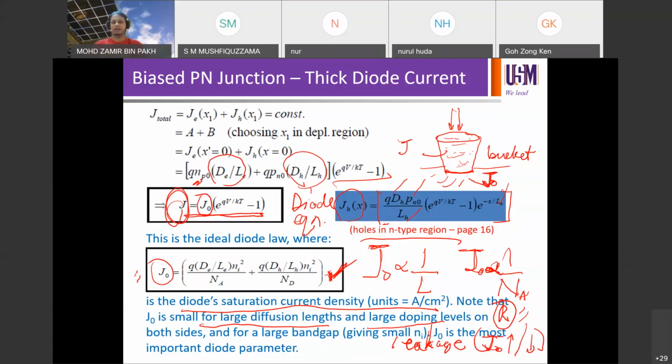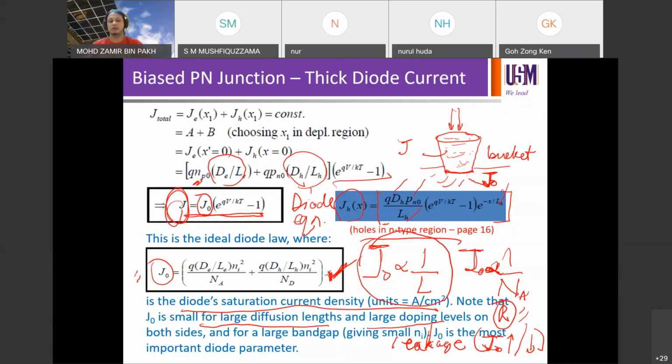If you look at the equation for this J naught, J naught is inversely proportional to L. J naught is proportional to 1 over L, either way is fine, it's the same. So L is what? Diffusion length, right? So if you have more recombination, do you have high diffusion length or low diffusion length?